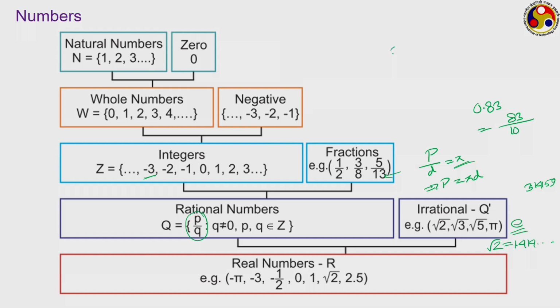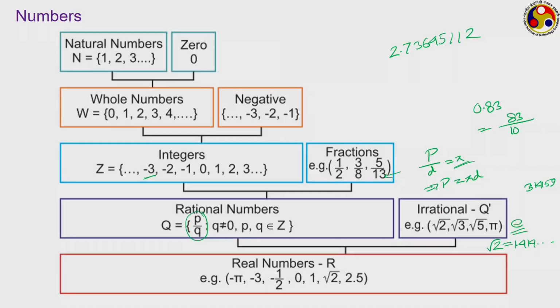Like suppose you are dealing with a number of 2.73645121112, something like this. So, it is a very long number. Can we have a fractional representation of this? It is very easy. Just check how many digits we have after the decimal point. Here we have 1, 2, 3, 4, 5, 6, 7, 8. Let me remove the decimal point itself.